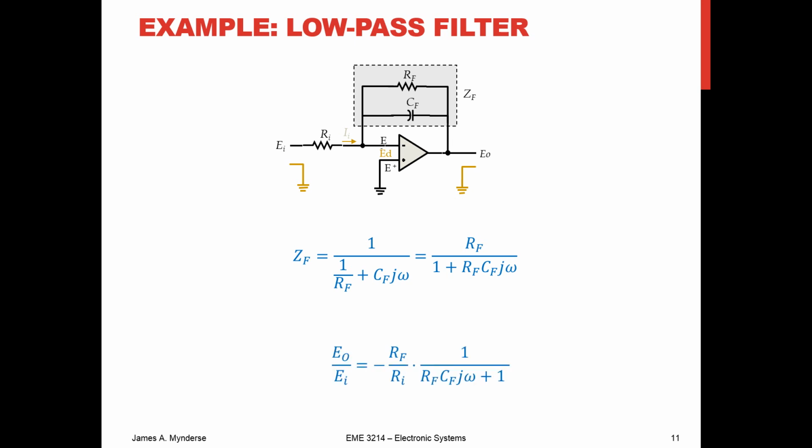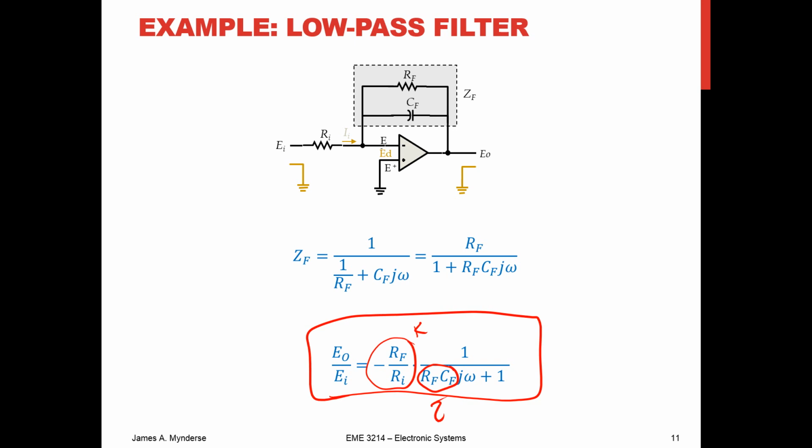So, just like before, we can find the output over the input, which is negative Rf over Ri times 1 over Rf Cf j omega plus 1, which, you'll notice, is frequency dependent. And since you've learned about frequency response, you can work out the frequency response of this filter. But think about this portion as being K, think about this portion as being tau, and this is just K over tau j omega plus 1. This is just a first order RC filter.